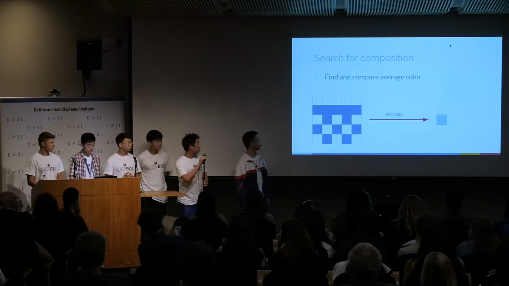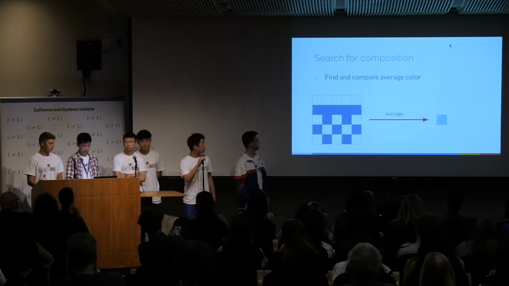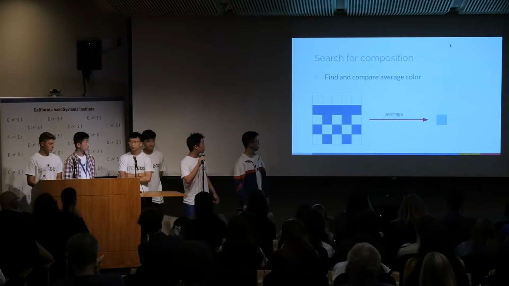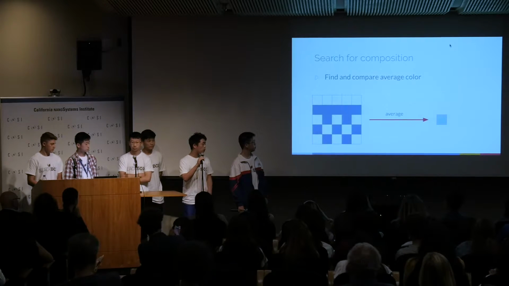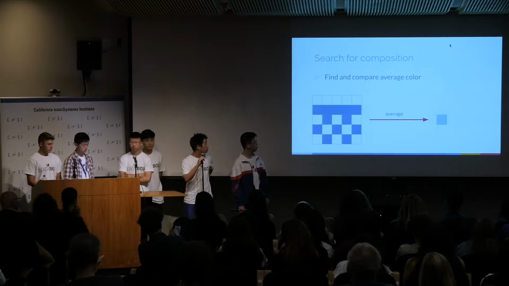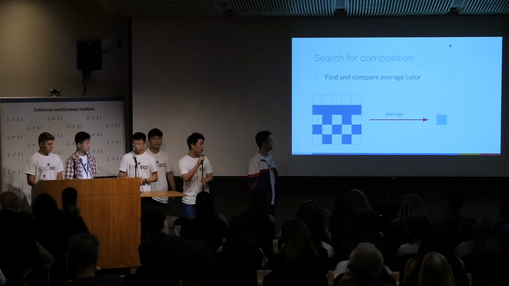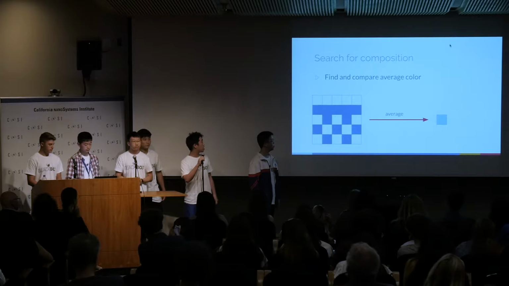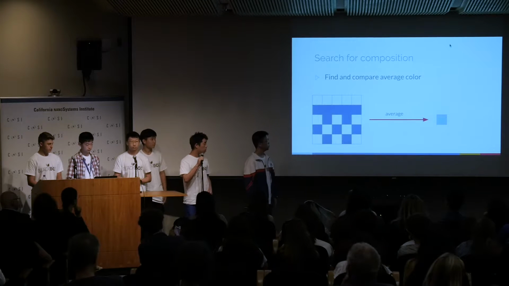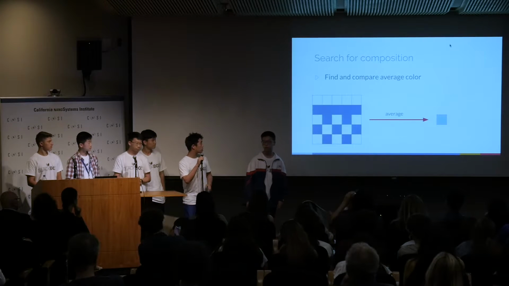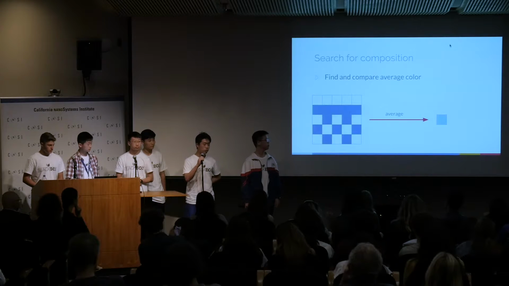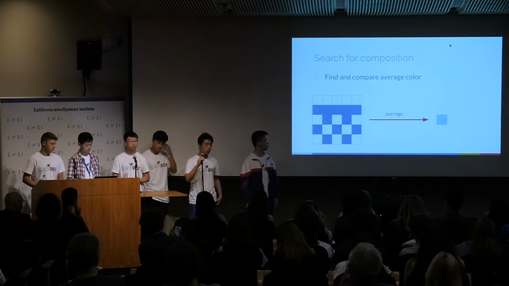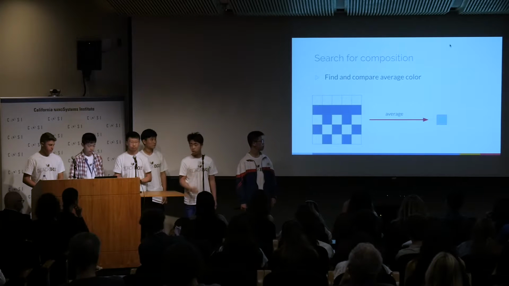Also, in this part, we'll find and compare average color. As you can see in the example diagram, there are 2 colors. We'll find the sum of each pixel's RGB values and measure the average. And in this diagram, the average is light blue. If this color matches the initial reference image, we'll use it as part of our collage art.